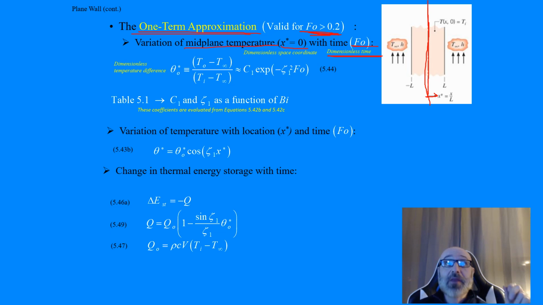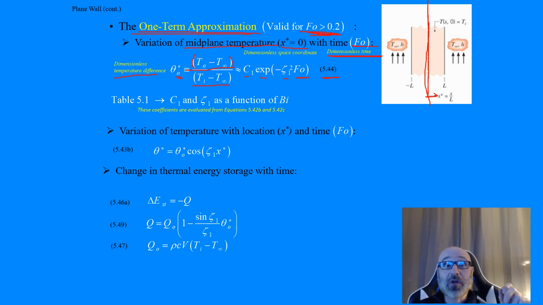So for that, we can say that this equation 5.44 holds true right here, where we can say our dimensionless temperature difference, our theta at that midplane, theta naught star, is equal to our temperature at the midplane minus our surrounding temperature, all divided by our initial temperature minus our surrounding temperature, which is equal to our C1 times the exponent of negative our eigenvalue squared times our Fourier number. So again, this references back to equation 5.44 in our textbook.